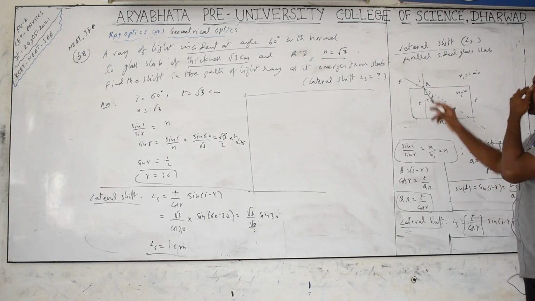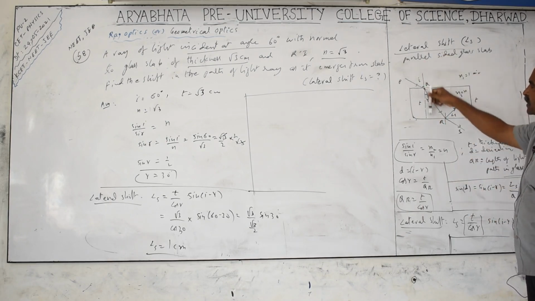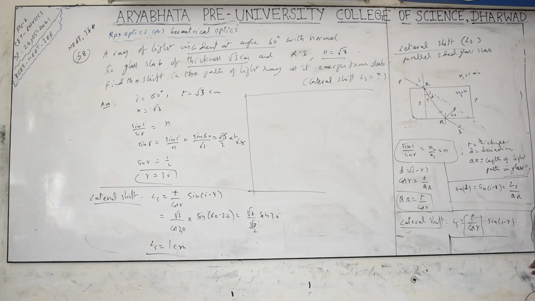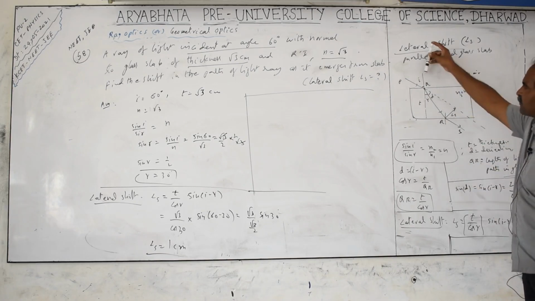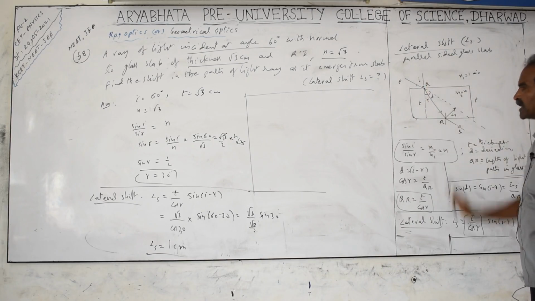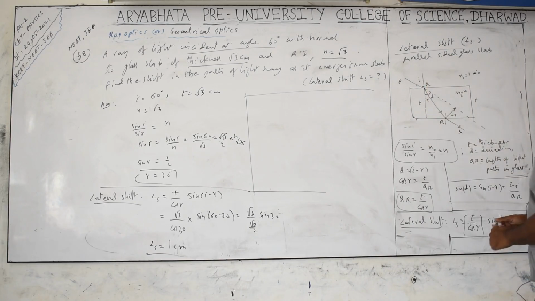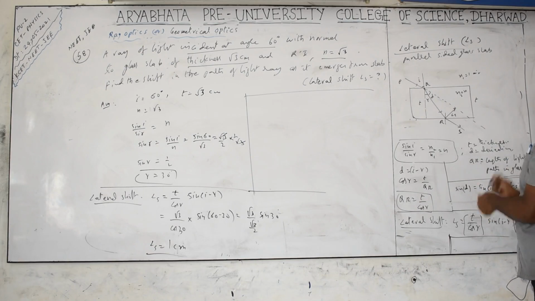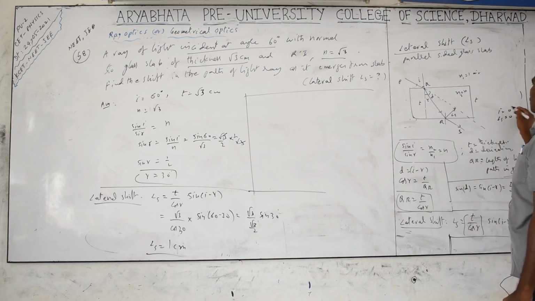Another condition is if light is falling normally, do you find any lateral shift? Any shift is there? No. If light falls exactly normally, then I equals 0, R equals 0, so light simply goes in a straight line path only, there is no lateral shift. So lateral shift minimum is 0 when I is 0. So the condition we discuss is when I is 0, LS is 0, that is for the normal condition.